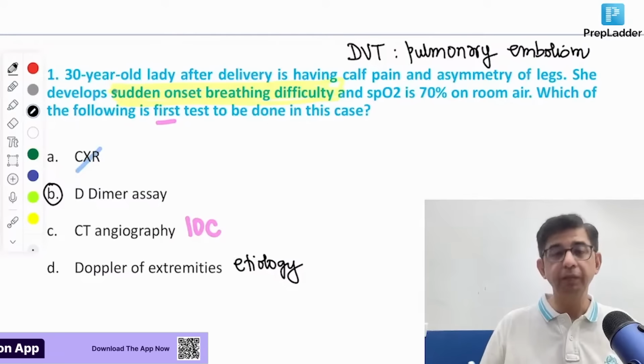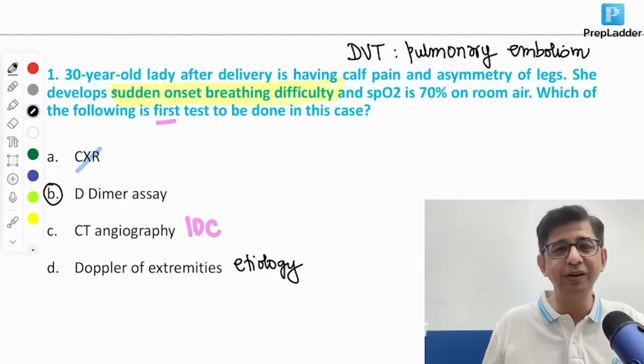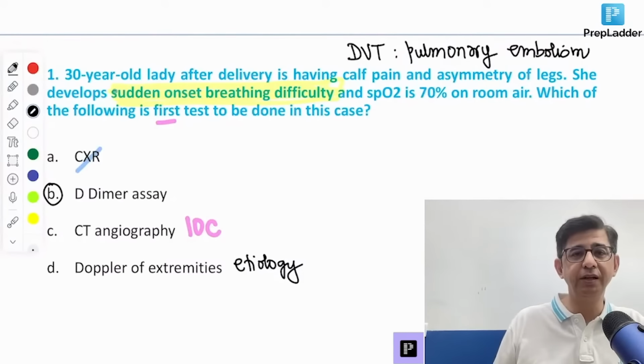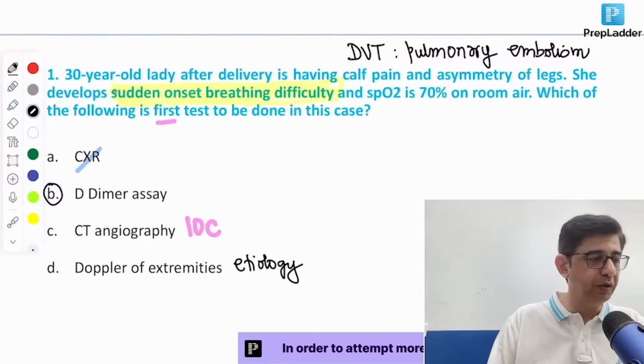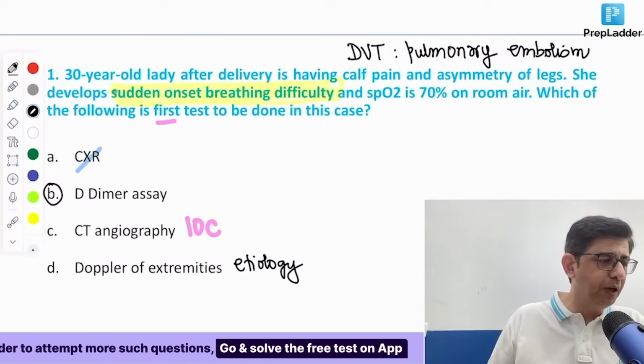I think I missed out in between slightly, but yeah, that's what I'm trying to say. CT angiography is the investigation of choice for this condition. It would be D-dimer assay to find out the etiology in this patient. In postpartum, would D-dimer be elevated?